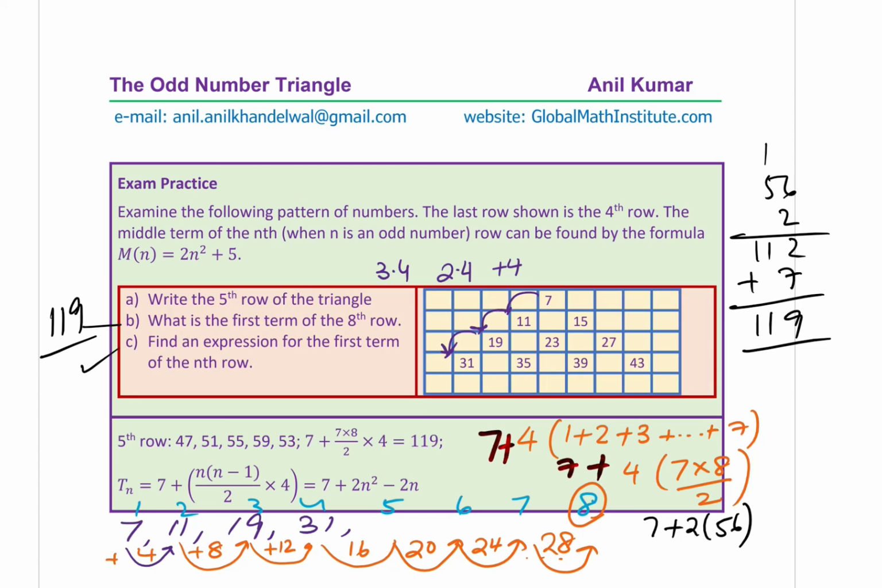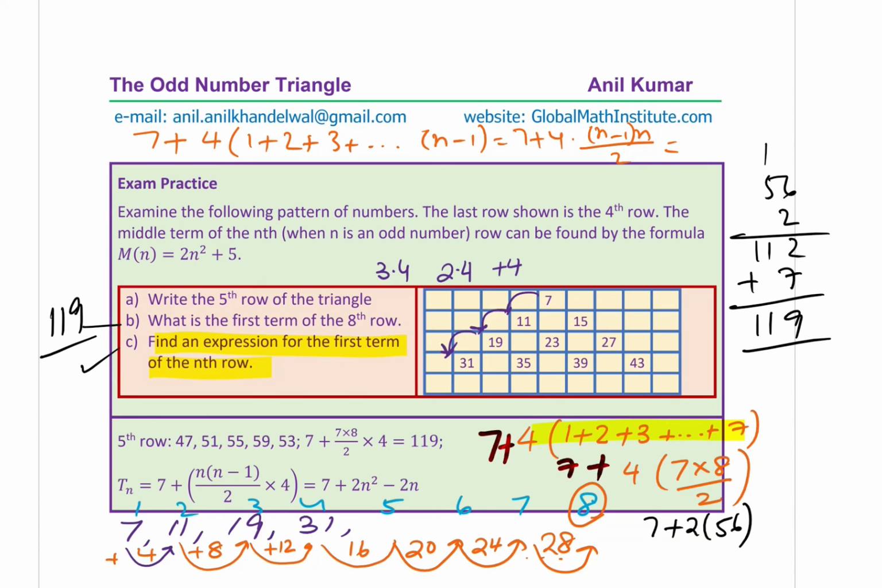Anyway, the method is very good if you also have to find the expression for the first term in the nth row. So follow the same process which we have done here. The only thing will be that the last number will be n minus 1, correct? So you're basically adding 7 plus 4 times 1 plus 2 plus 3 plus so on to n minus 1, correct? So that will be 7 plus 4 times n minus 1 times n over 2, and this can be simplified and then written as a result.